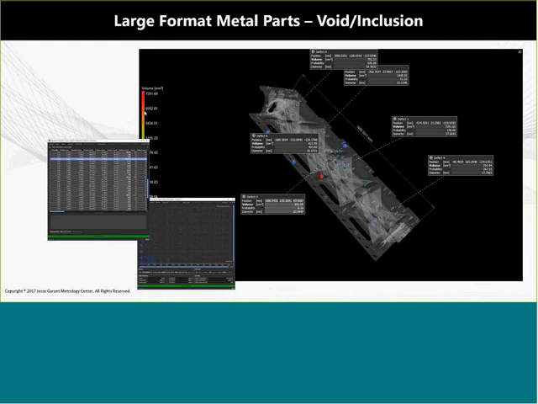So the thing is with both void and inclusion analysis, it gives you the ability to find out where your voids are, and determine if they're in high stress points or critical areas. And then you can take that information and share it with Magma or Moldflow to help adjust your process to minimize the amount of voids created during the process.